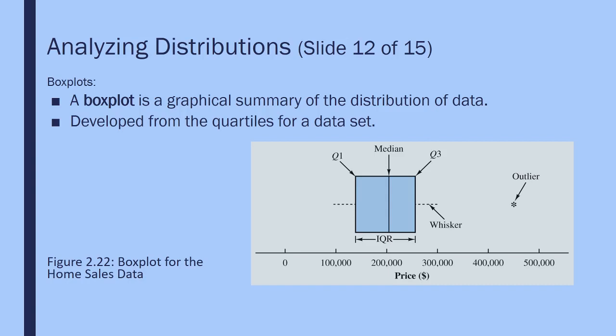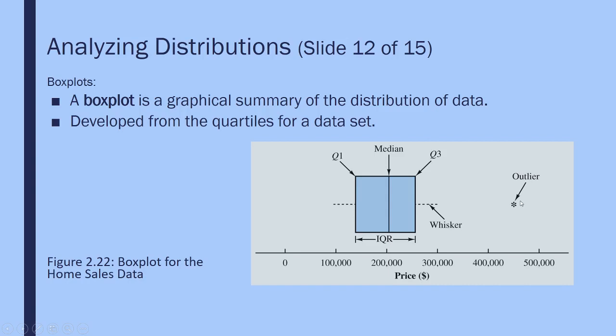So we have here the box plot, which shows the graphical summary of the distribution of data. It can be developed from the quartiles for a data set. This figure shows the box plot for the home sales data. A box plot is drawn with the ends of the box located at the first and third quartiles, Q1 and Q3, for the home sales. This box contains the middle 50% of the data. The vertical line here is the location of the median.